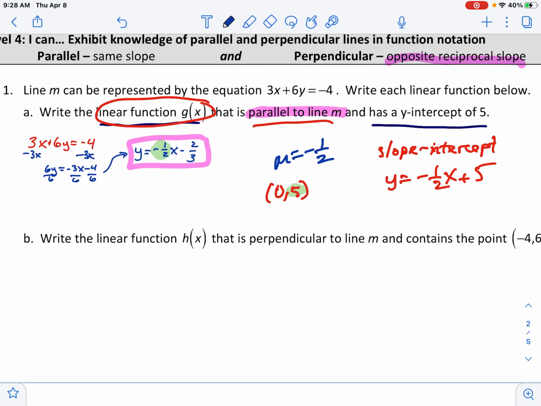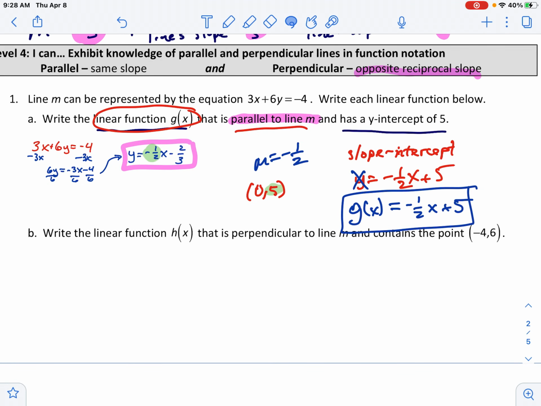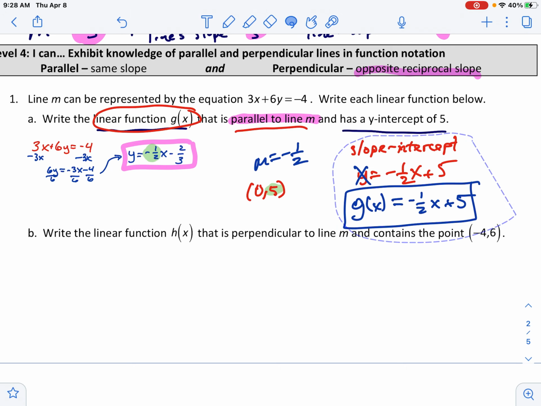So what do we got to do? We don't want y, we want g of x. I almost wrote f of x. Okay, be careful. Not that it would be a huge deal, but if the question says g of x, you should be writing g of x. Okay? And that's your answer. So your answer has to be in the form of g of x again. Remember, this is a slope that's parallel and has a y-intercept of 5.